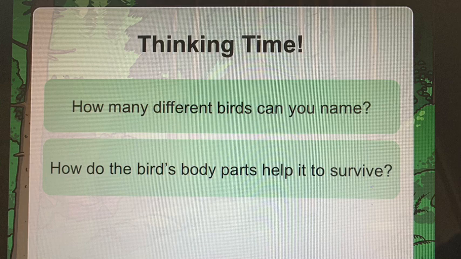So for some bird names, I came up with budgies, parrots, cockatoos, woodpeckers, blackbirds, pigeons. There's lots and lots of different ones, so you can definitely look them up if you want to. They're really interesting and very beautiful. And the question about how do the bird's body parts help it to survive? Well, the wings, so a bird can fly away from its prey or anything that would want to eat it.